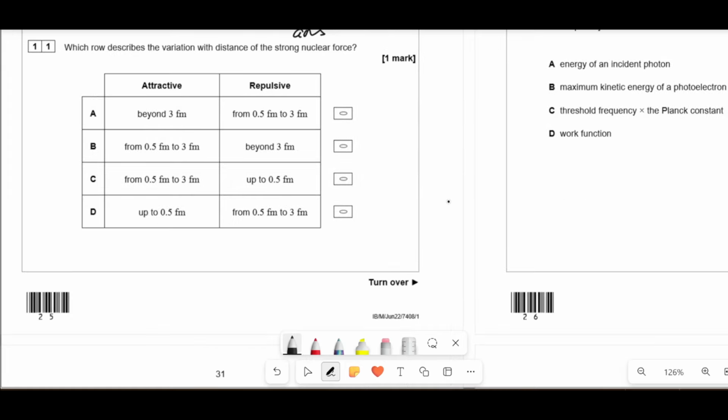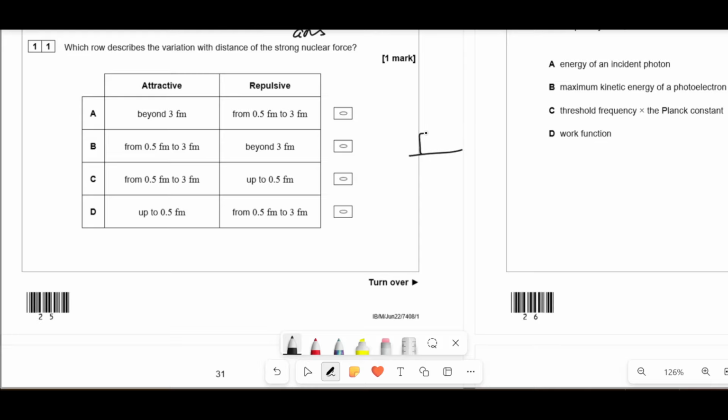Which row describes the variation of distance of the strong nuclear force? Okay, so the strong nuclear force is attractive or repulsive depending on nucleon separation. The reason is that if it were entirely attractive, then the nucleus would just crush to a point. So when you get really, really close, you've got to have repulsion between the two of them. So it's a constant repelling, attracting, repelling, attracting. Otherwise, if it was just attraction, it would just crush to a point.